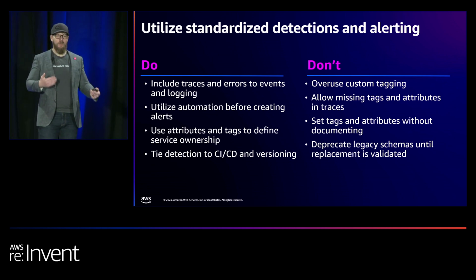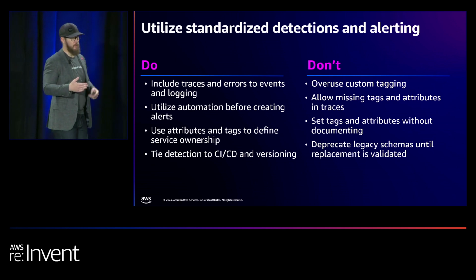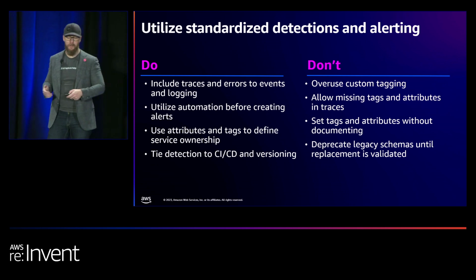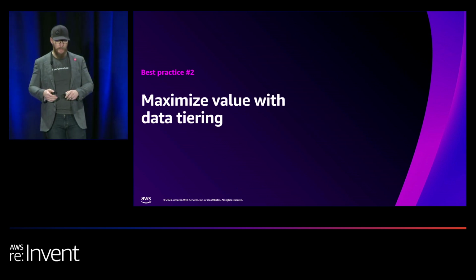Again, don't overuse custom tagging. You may want a lot of contextual information about what's going on with your detections and alerting. Use your logs for that, right? You can put a lot of that contextual information into the logs without having to do that in the tags and attributes in your traces and your metrics. Gonna move forward just for the sake of time here.